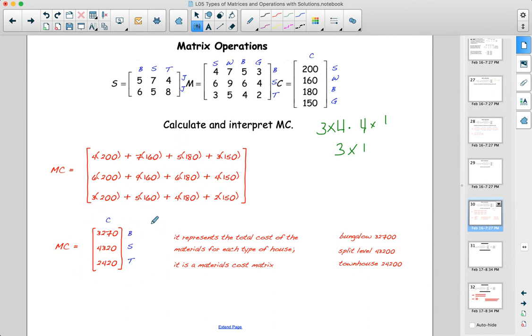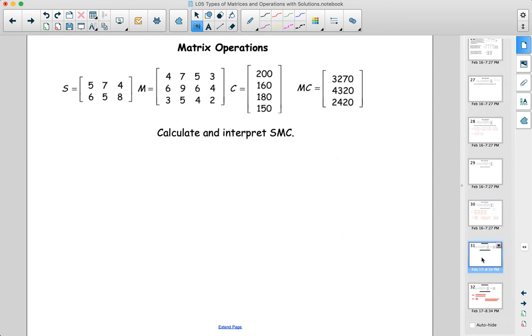So what we've got here is a cost matrix, and it's representing the cost of the materials for each type of house, in tens of dollars. Remember, that was in tens of dollars. So the cost of a bungalow is $32,700 in terms of materials, no labor there. The cost of a split level is $43,200, and the cost of a townhouse is $24,200. I'm just trying to help you gain some perspective there.